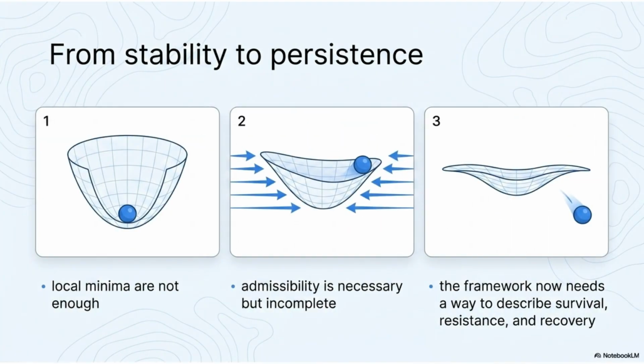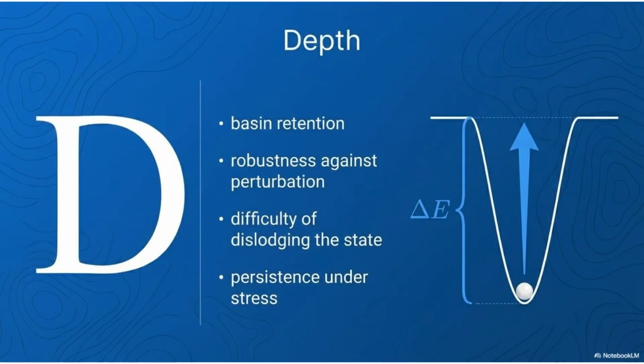To move from stability to persistence, we acknowledge that local minima and admissibility are necessary but incomplete. The framework needs a way to describe survival, resistance, and recovery. The first axis is depth D, which relates to basin retention, robustness against perturbation, and the difficulty of dislodging a state. It is persistence under stress.